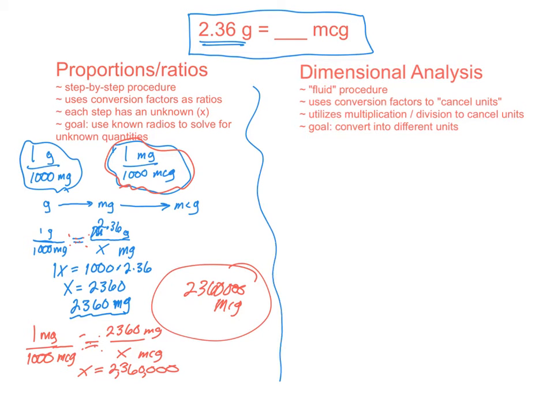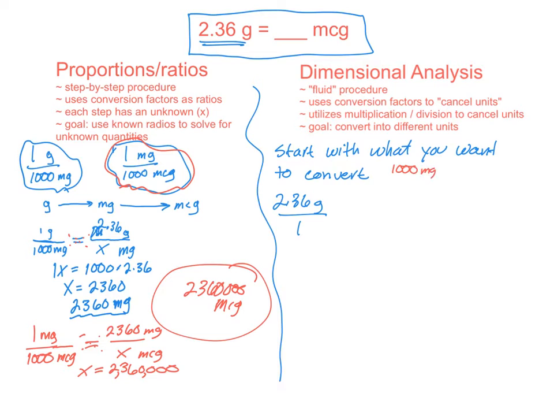Now let's compare this to dimensional analysis. With dimensional analysis, you start with what you want to convert, or what you want to change. So in this case, I'm converting or changing the 2.36 grams, and I'm going to start with that over 1. I am still going to use my conversion factors. I'm still using 1,000 milligrams to 1 gram, and it doesn't matter if it's 1 gram over 1,000, but I know, maybe I'll write it this way.